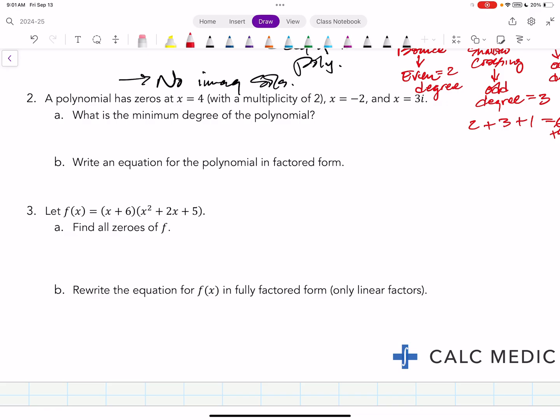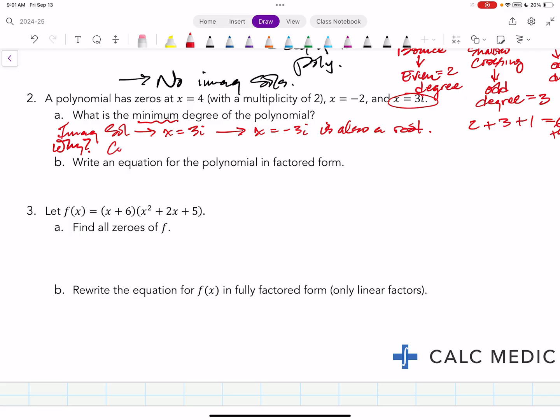So, keyword: minimum. We have to understand that if we're given an imaginary solution, which we are, like x equals 3i, this is called an imaginary solution. It automatically tells us that the conjugate, x equals -3i, is also a root. Why? Because complex roots, or what we say imaginary roots, always come in conjugate pairs.